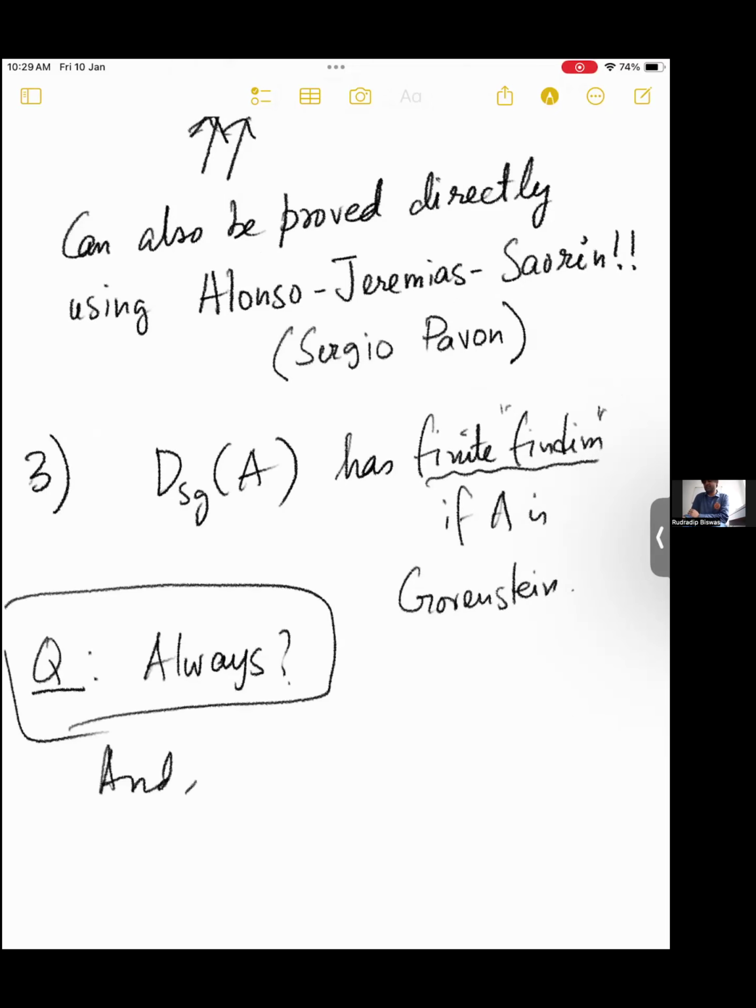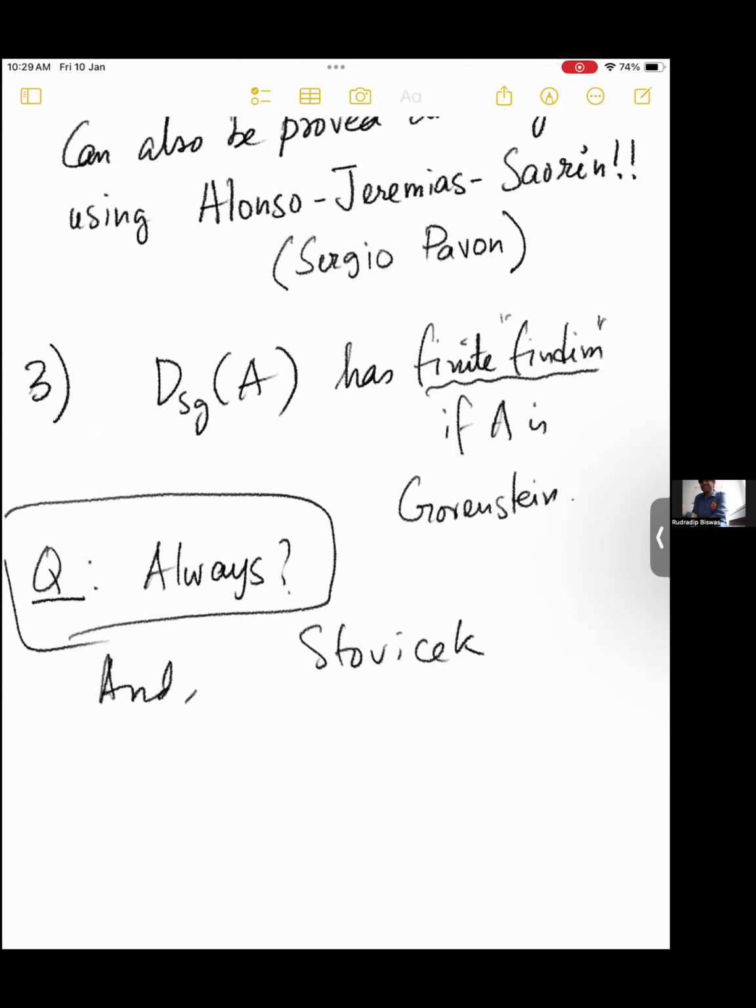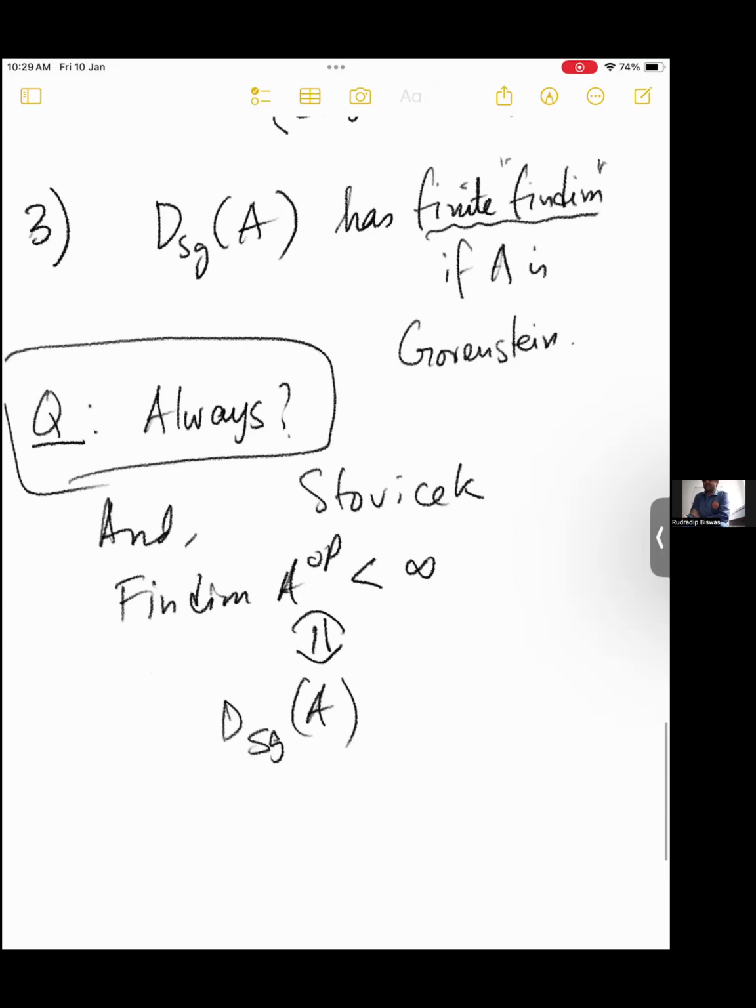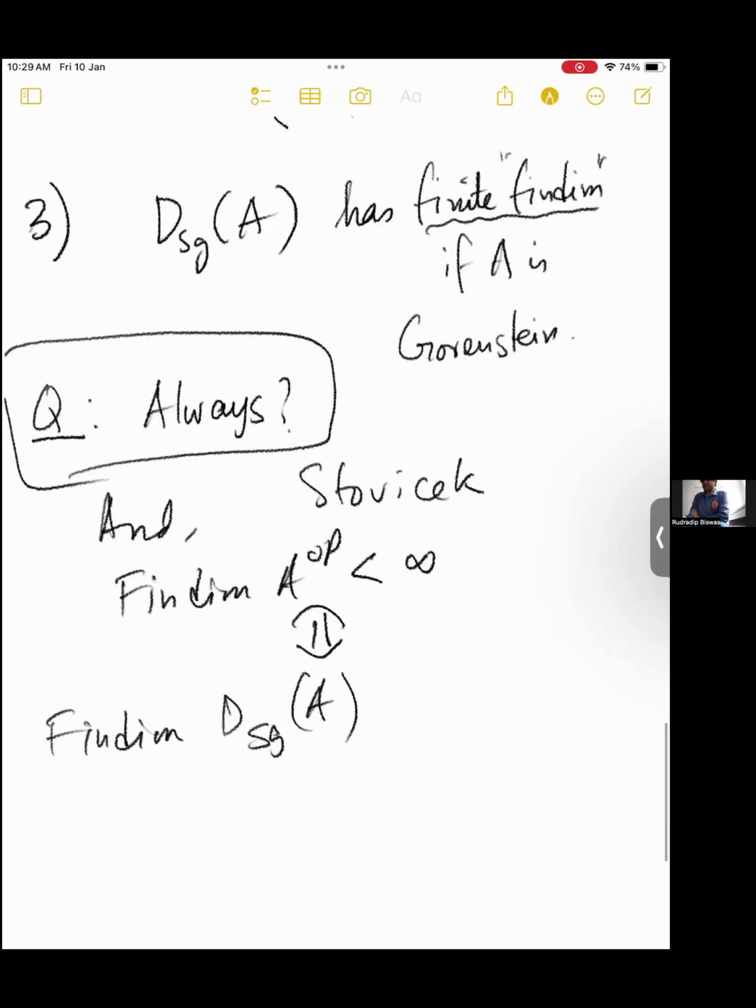And for a long time this has been a hidden result of Stovicek. I'm not even going to try with the accents. I'm sorry, Jan is in the audience. For a long time, it's been a hidden result of Stovicek that if the big finitistic dimension of the opposite algebra is finite, well, actually, it's an equivalent statement to saying that the singularity category is generated by the simples. I'm not going to say exactly what it means, by the simples, but from that, it implies that the small finitistic dimension of the singularity category is actually finite.